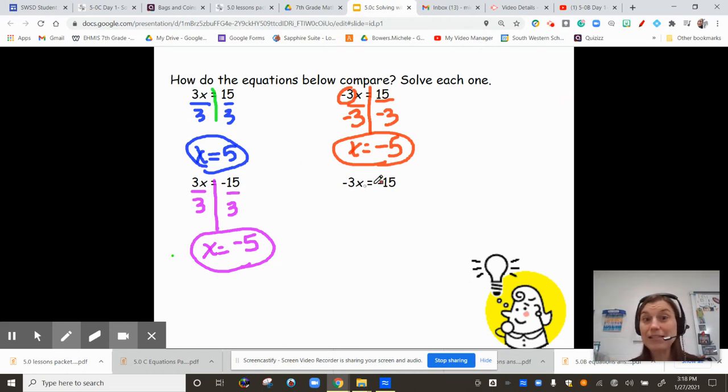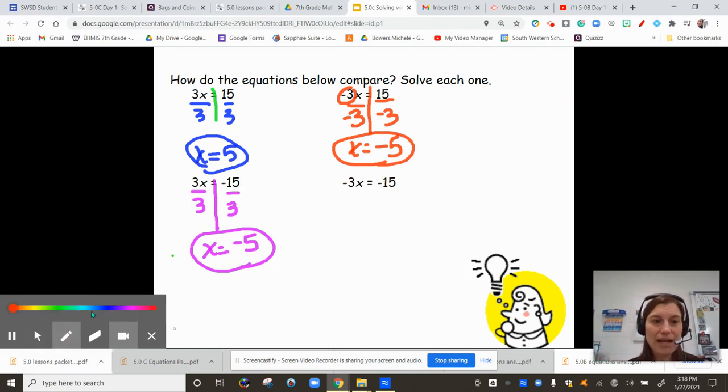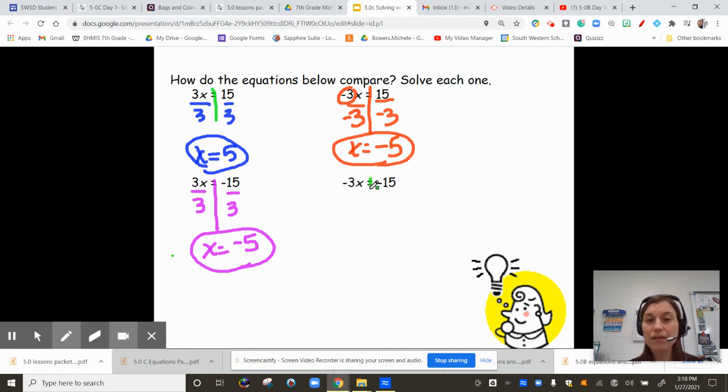Now let's see what happens over here. Now we're going to solve this last one. Negative 3 times x equals negative 15. So I'm going to divide, because the opposite of multiplication is division. I divide by the number that's in front of the variable. I divide by the coefficient. So now I'm dividing negative 3 divided by negative 3 is the invisible 1x.